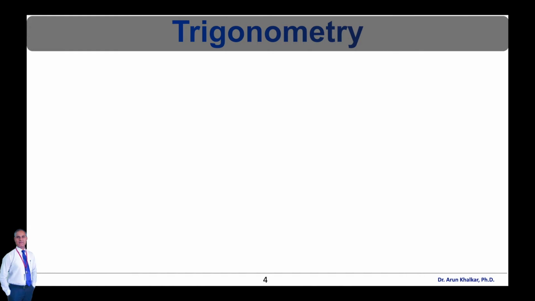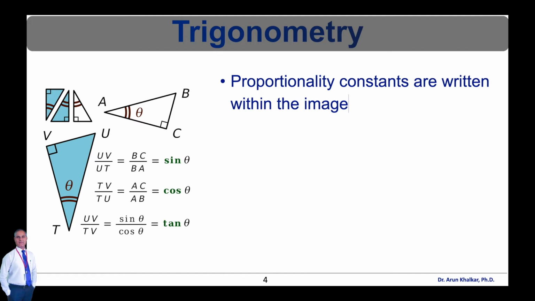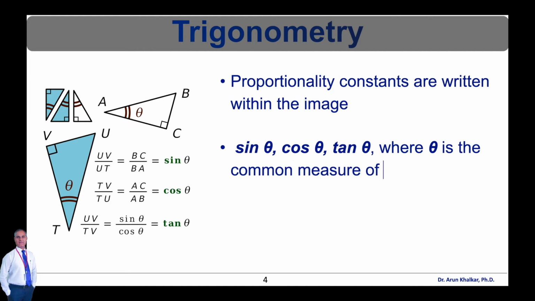If two right triangles have equal acute angles, they are similar, so their side lengths are proportional. The proportionality constants are written as sin theta, cos theta, tan theta, where theta is the common measure of the acute angles as shown in this diagram.